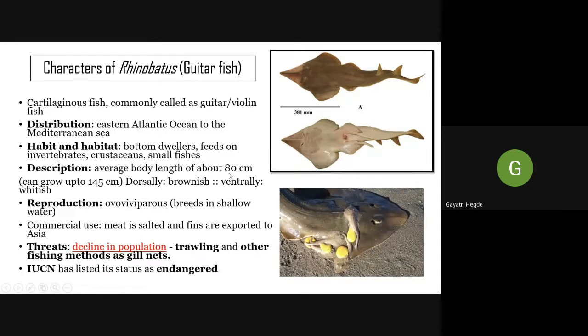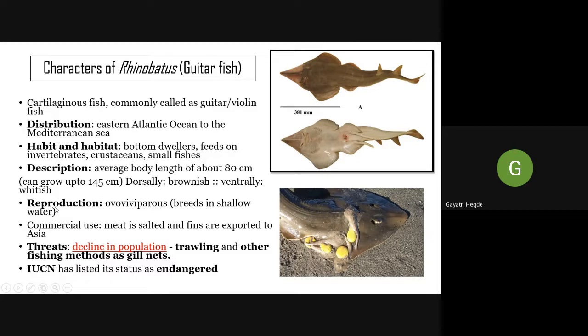And what is the average body length? It measures about 80 centimeter. Okay, it can grow up to 145 centimeter, but the general average of the population is 80 centimeters. Sorry, the average body length is 80 centimeter. It can grow up to 145 centimeter. Okay, can you see over here? These are claspers.